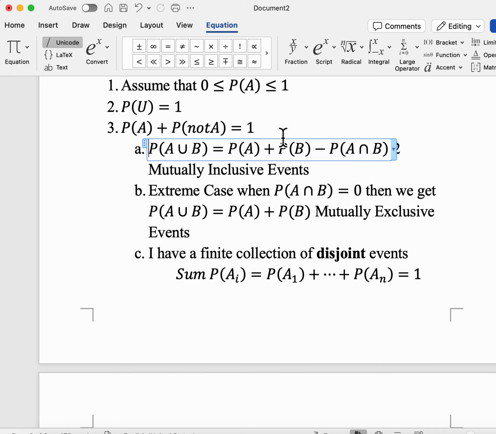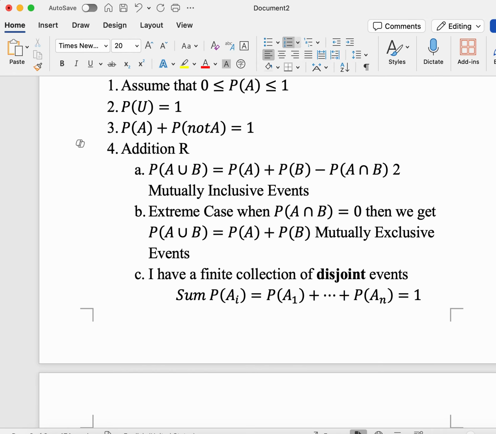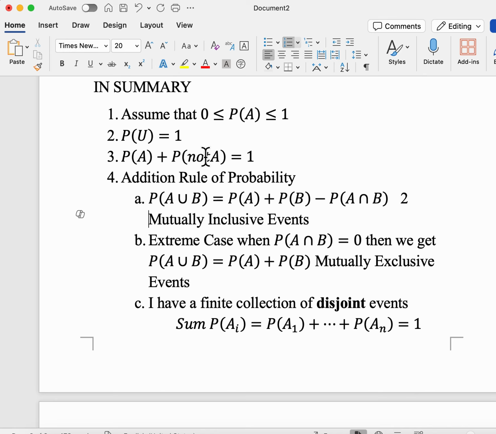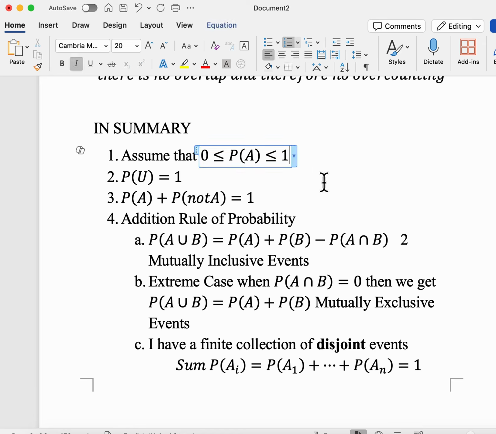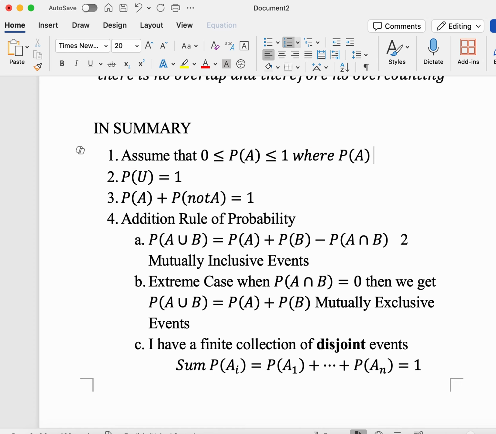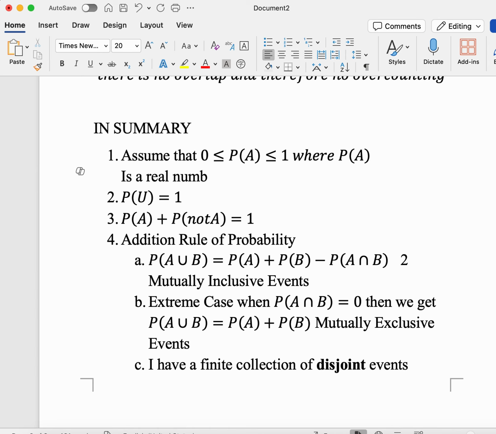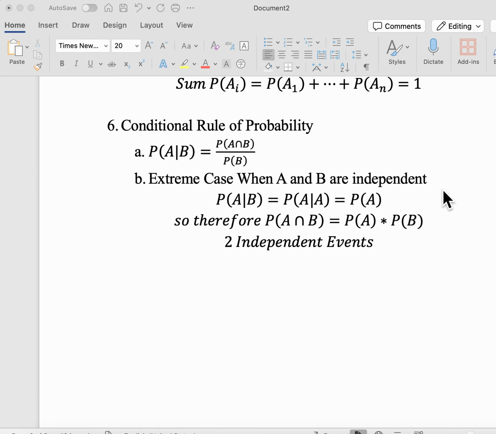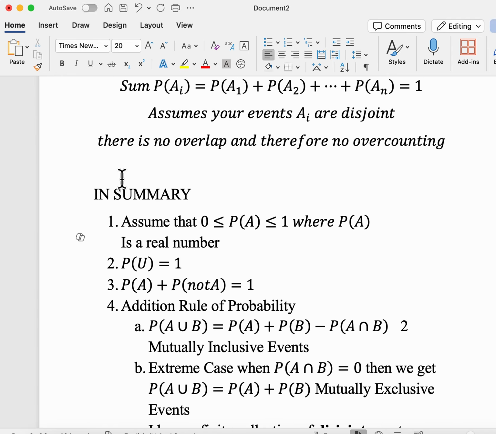And let me go and add two mutually inclusive events. Is that it? Yeah, where P of A is a real number. And yeah, that's essentially it.